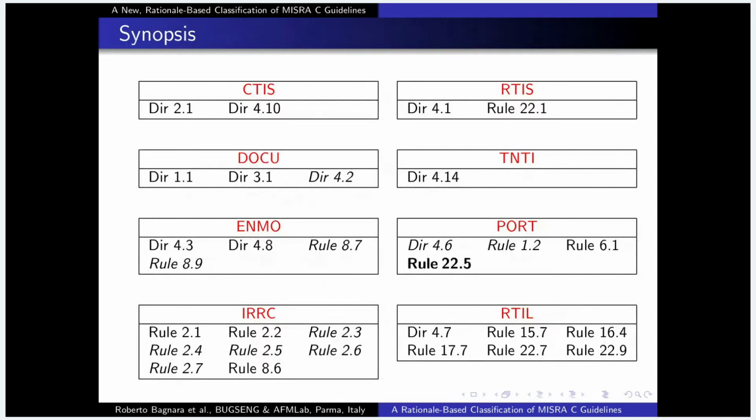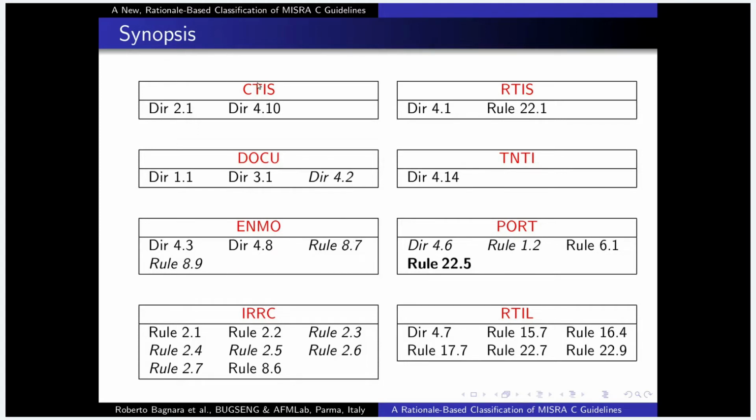So, here is the synopsis. As you can see, the sets are defined by a 4-letter abbreviation, which is written in red. Another thing that I want you to observe is that in this synopsis, we can see many of the classifications. For example, the series is the first number, so directive 2.1 belongs to series 2. Whether it is a directive or a rule is written explicitly. The guidelines whose identifier is written in boldface are the mandatory ones. The ones in normal font are the required ones. And the ones in italics are the advisory guidelines.